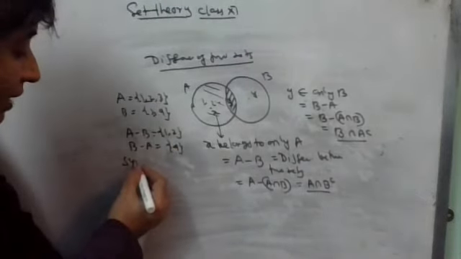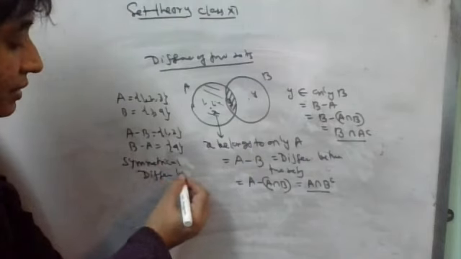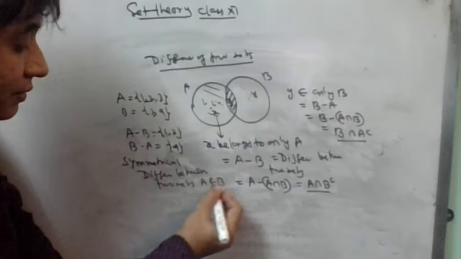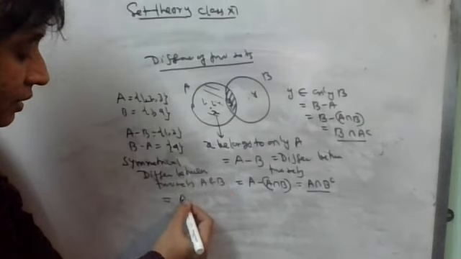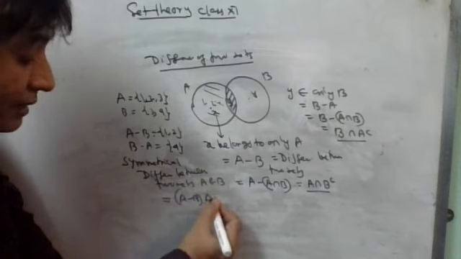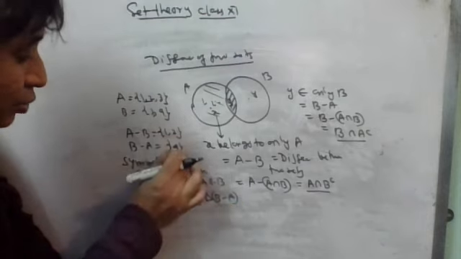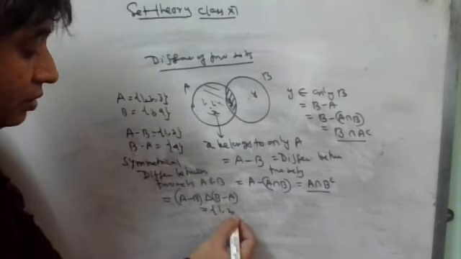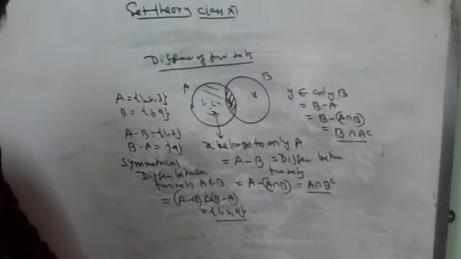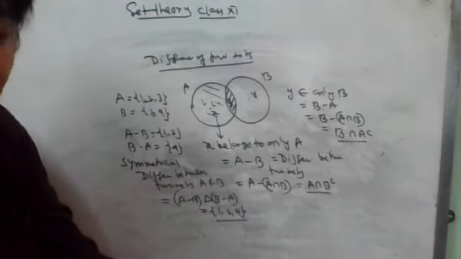Now, symmetrical difference between two sets A and B, that is A minus B delta B minus A, means combining these two sets, a new set will be formed: 1, 2 and 4. This is called symmetrical difference between two sets. So we are on the verge of conclusion of set theory.